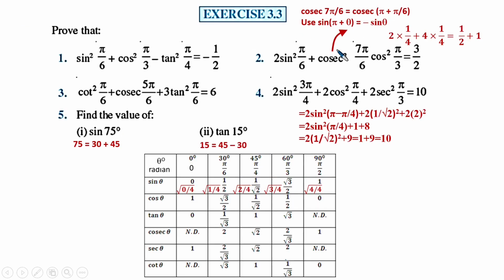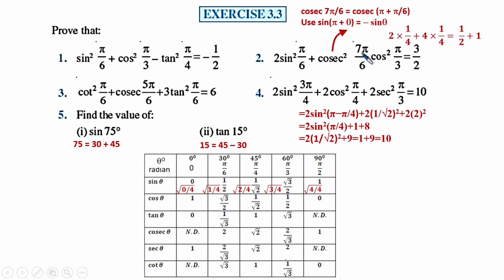Now exercise 3.3. Let us solve this problem here. This table you should by now know how to reproduce, so I will use this table. Here you see this is cos square pi by 6, which I have here, so I don't have to worry about it. Sin of pi by 6 is 1 by 2, so the square will be 2 times 1 by 4.